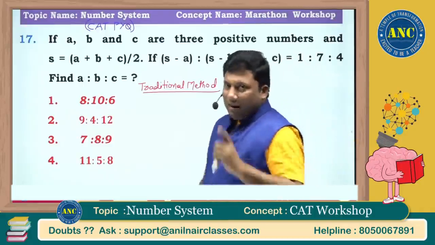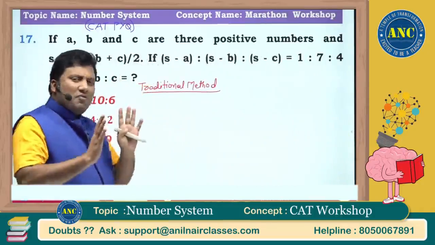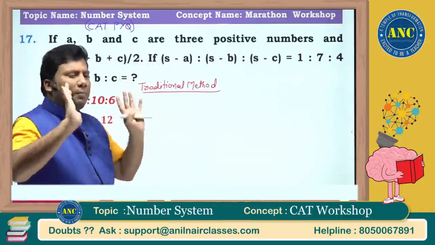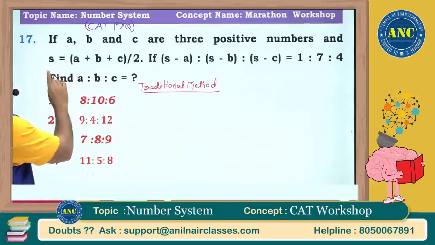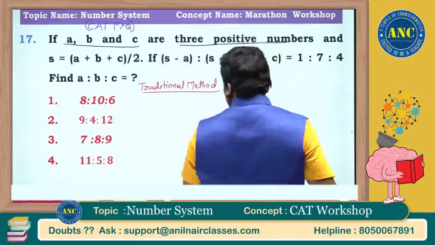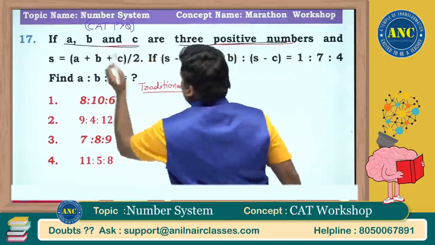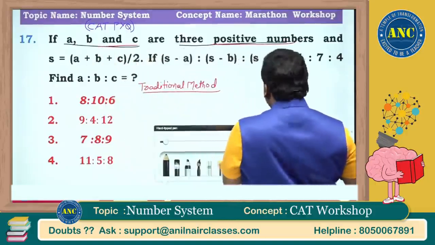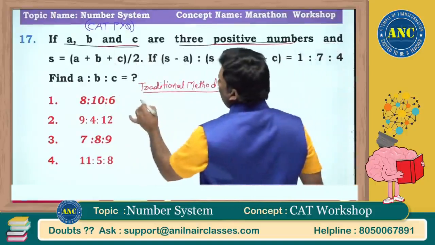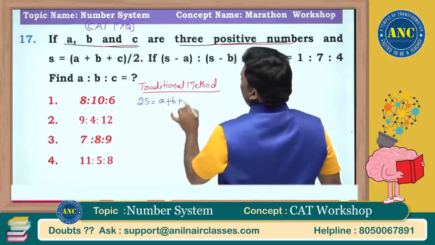Read the question. For me, it's very important. Mathematics is a topic which involves using my brain. So I will go one by one. A, B and C are three natural numbers. First key point is clear to me. Okay. What is the next statement given? S is equivalent to (A plus B plus C) by 2. That means 2S is equivalent to A plus B plus C.